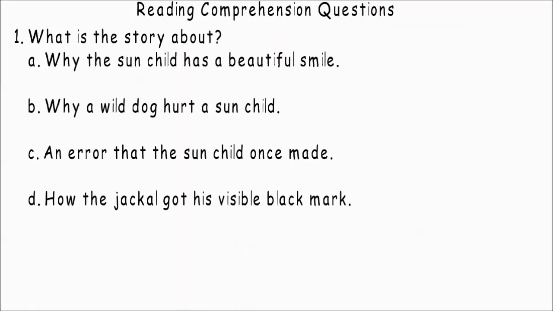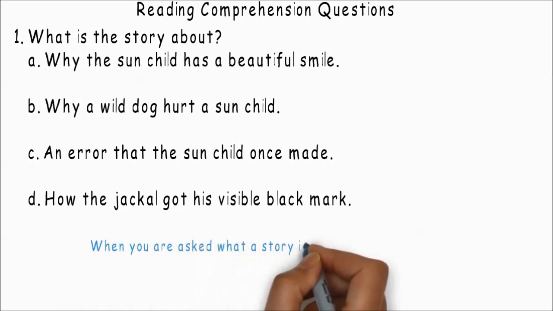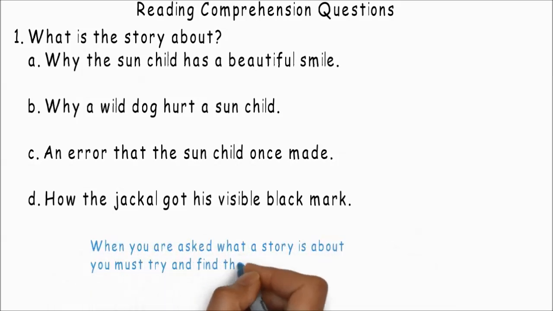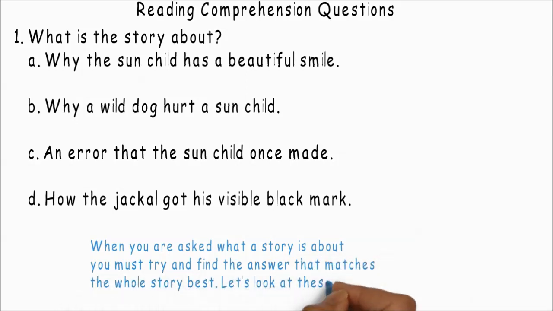Reading comprehension questions. What is the story about? A. Why the sun child has a beautiful smile. B. Why the wild dog hurt a sun child. C. An error that the sun child once made. D. How the jackal got his visible black mark. When you are asked what a story is about, you must try to find the answer that matches the whole story best. Let's look at these answers together.